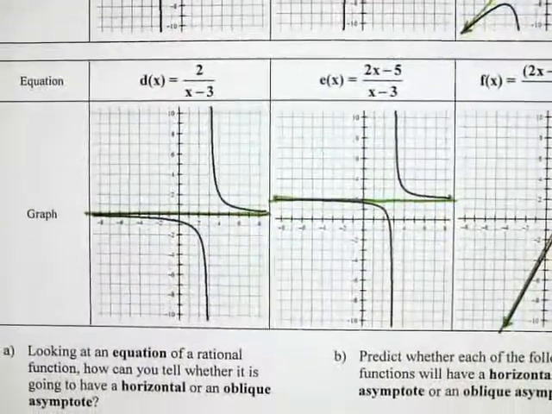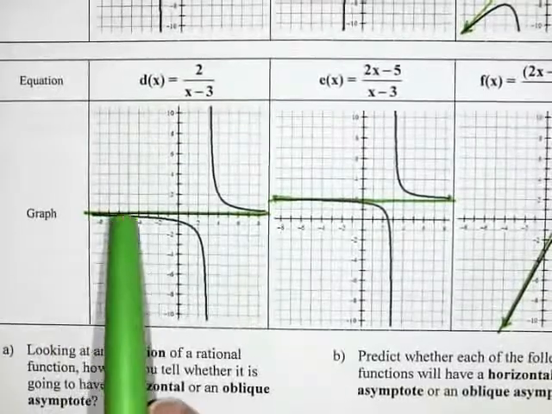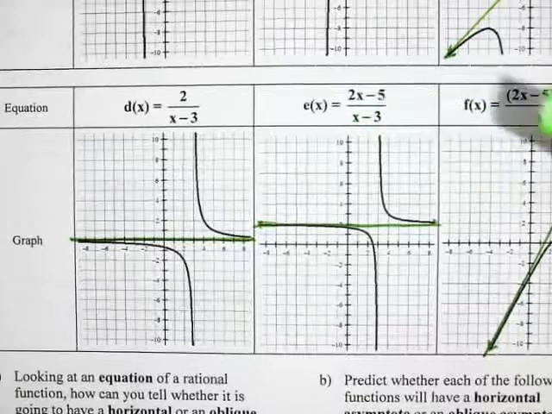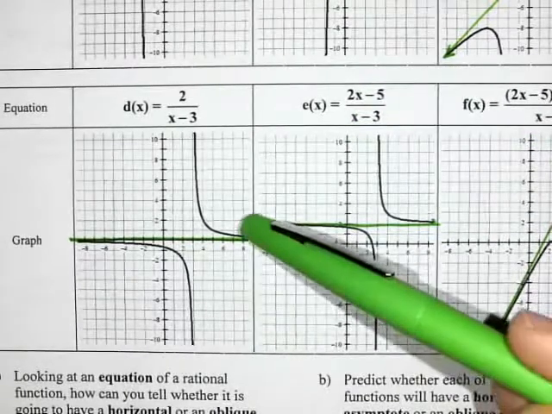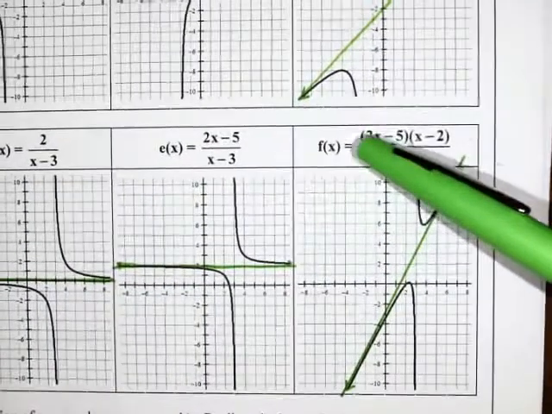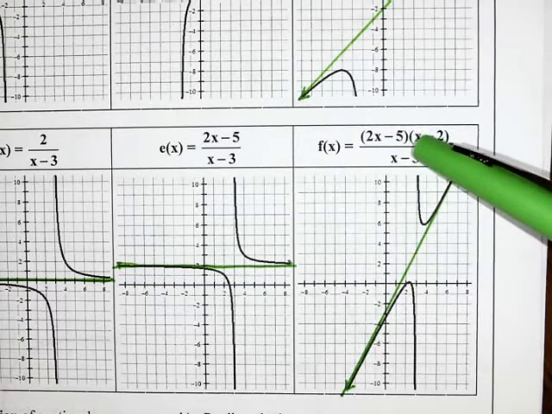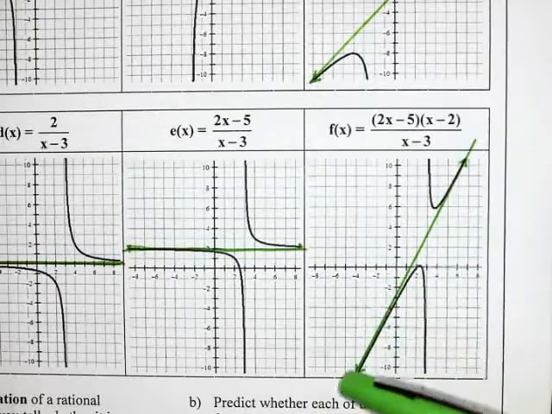If I check it with this one, does x divide into 2? No. So you'll notice this has an asymptote at 0. Does x go into 2x? Yes, it goes in 2 times. So you'll notice that my asymptote is at 2. And then this would be 2x squared. So how would I turn an x into a 2x squared? I'd have to multiply by 2x, which is why we're getting a diagonal.